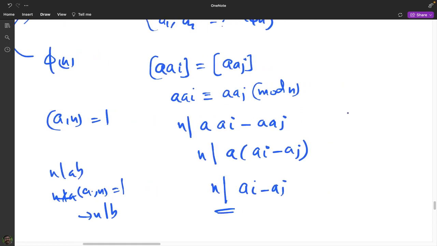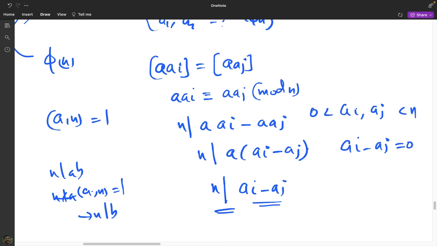But what do you know about ai and aj? You know that ai and aj are actually lying between 0 and n. So if n has to divide ai minus aj, this number is anyway strictly less than n. If n divides ai minus aj, that means there is only one possibility, that is your ai minus aj should be equal to 0. So only this possibility would be there, because the bound is between 0 and n.